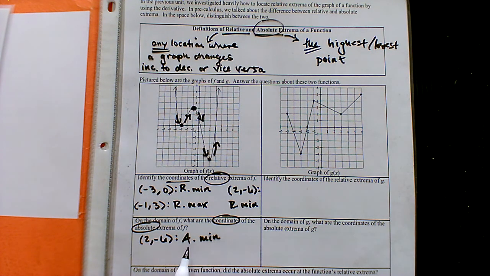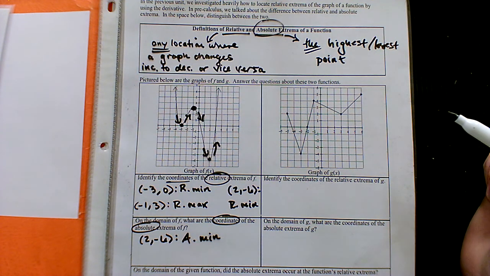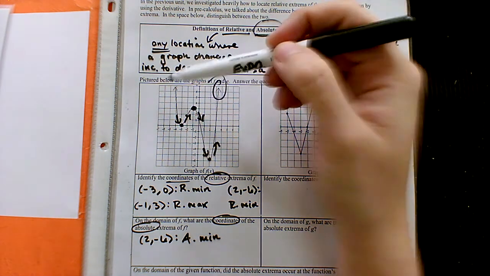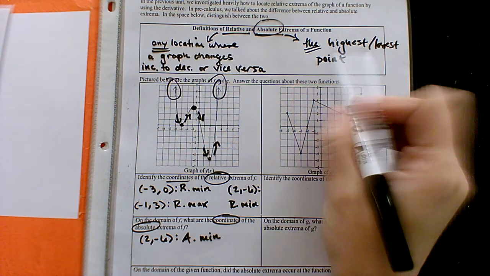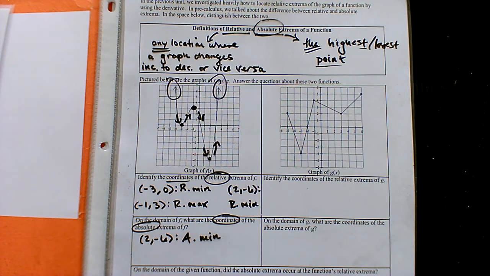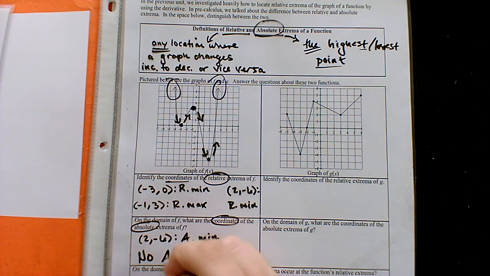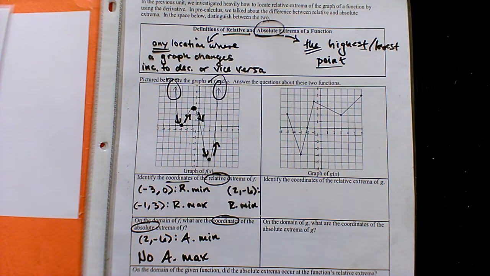Okay? Do we have an absolute max? Can we pick the highest point that this graph reaches? No. Why not? Because it's increasing. It's increasing on both sides, right? So if it's increasing forever, will you ever reach the highest point? One highest point? No. So no absolute max.